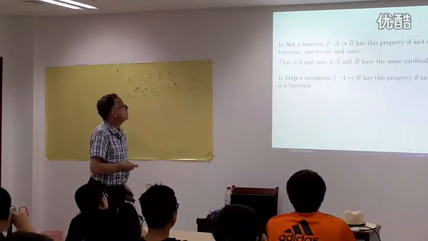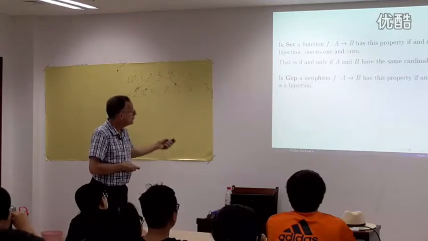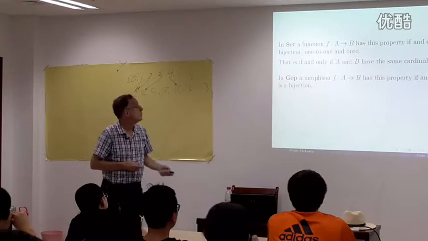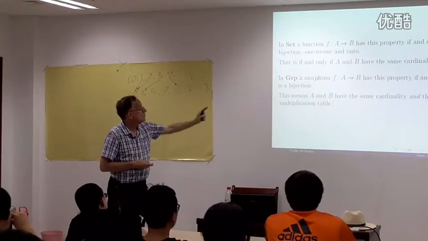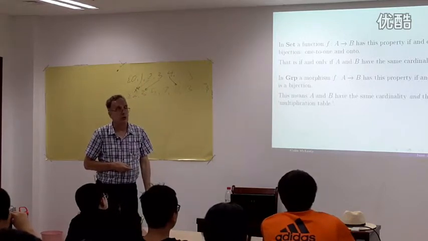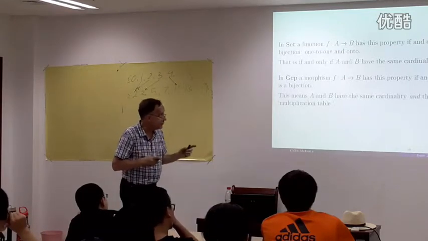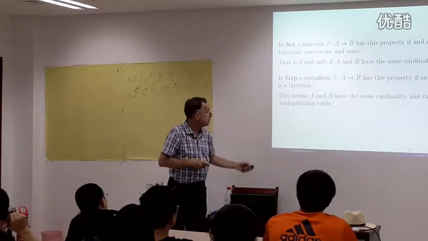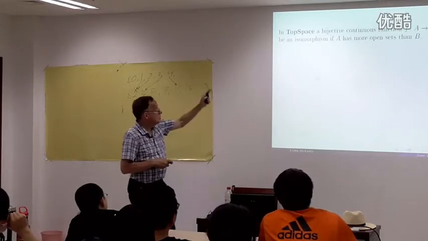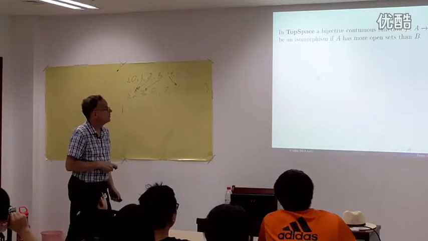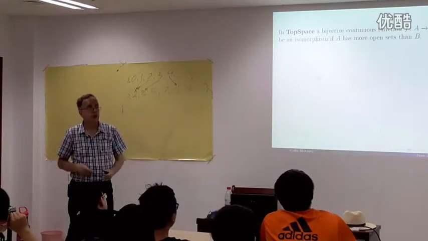In Group, a morphism has this property also if and only if it's a bijection, if and only if it's one-to-one and onto. Because that guarantees they have the same multiplication table, it turns out. We did require they have the same multiplication, but this is enough to guarantee it. But in topological spaces, a bijective continuous function will not be an isomorphism if A has more open sets than B.